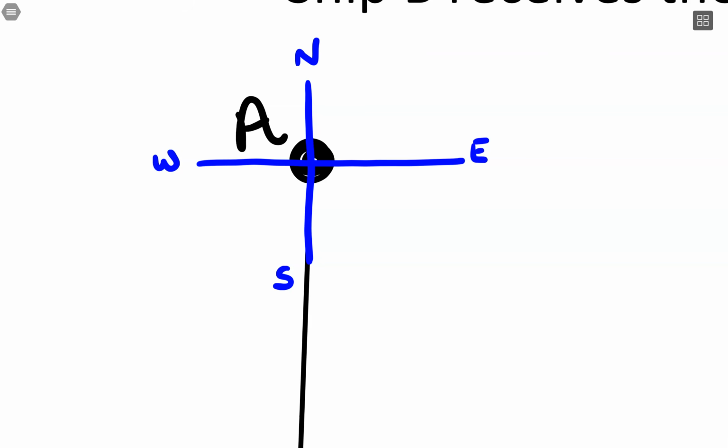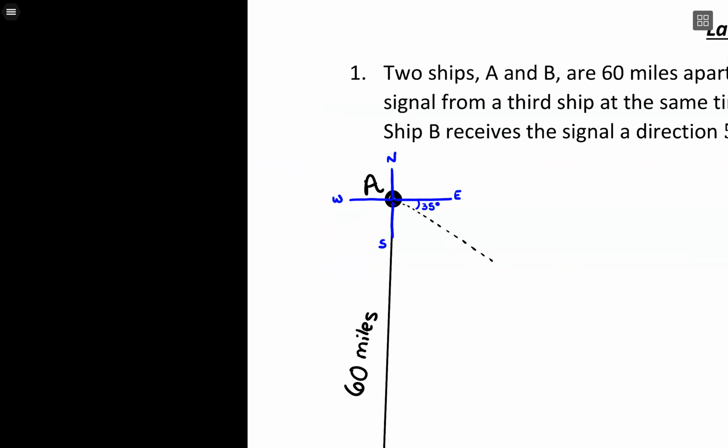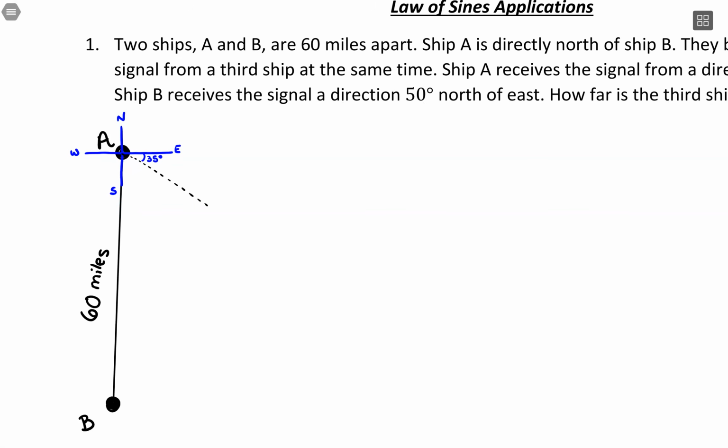So I can imagine sending out this distress signal. Maybe I could continue a line that looks something like that, where right here is a measurement of 35 degrees. And without knowing where this third ship is, I'm just going to continue that line on, forever like that. So the distress signal for that third ship is somewhere along this line that's 35 degrees south of east. Ship B receives that same signal from a direction 50 degrees north of east.